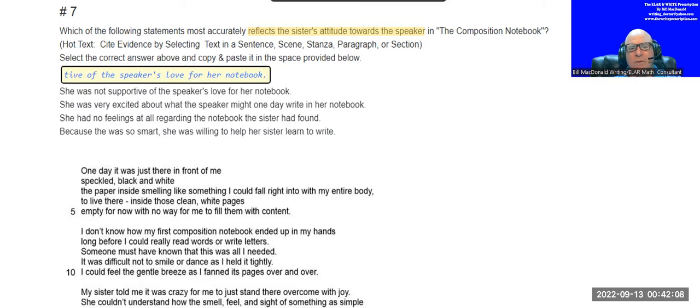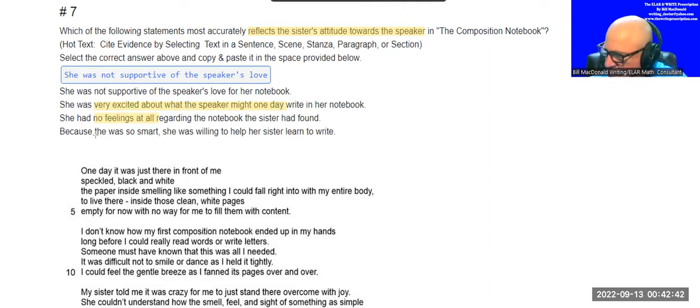Okay. And again, what makes it false? No feelings at all. She had some very negative feelings. She was very excited. At no time was she excited about what the speaker was going to do with that notebook. Because she was so smart, she was willing to help her sister. So that's two things. I'm going to circle 7 twice. Because she was so smart, she was willing to help her sister learn to write. Y'all are my guinea pigs, my rough draft.